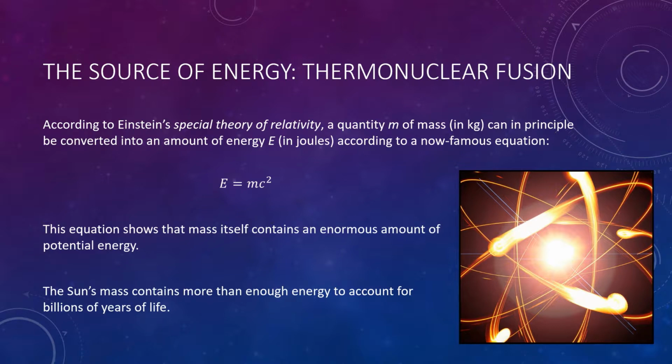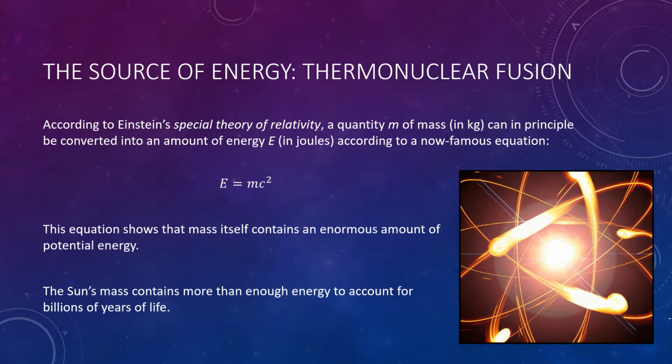According to Einstein's special theory of relativity, a quantity m of mass in kilograms can, in principle, be converted into energy, given by the symbol E, in joules, according to the now famous equation E equals mc squared, where again c is the speed of light. So this is really, really amazing. A small amount of matter can release an incredible amount of energy. This is literally showing that mass can be converted into energy. And this is a huge breakthrough, especially for astronomy. It's insane how much energy can be released by a small amount of mass.